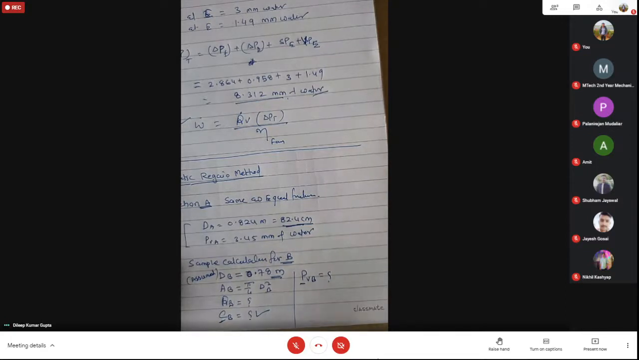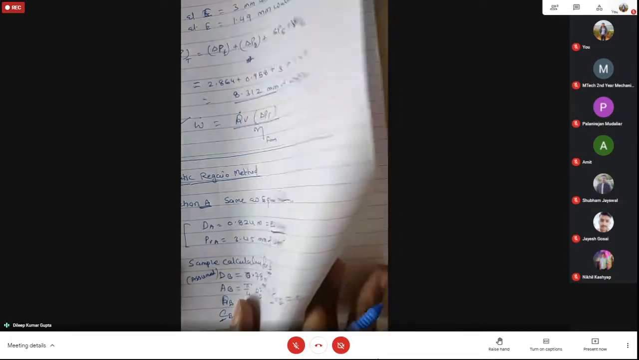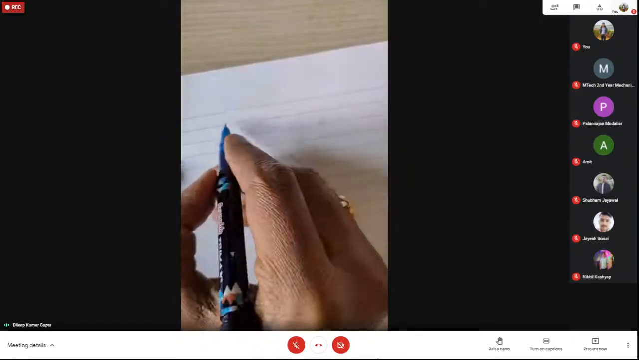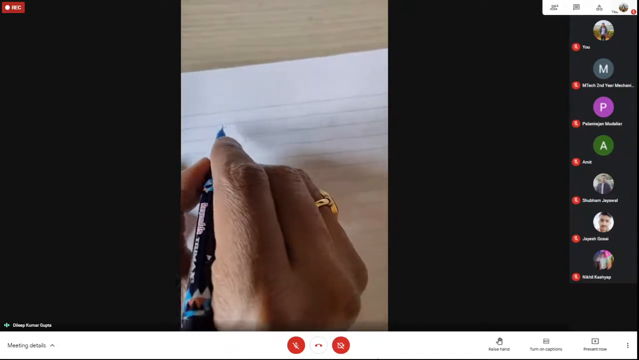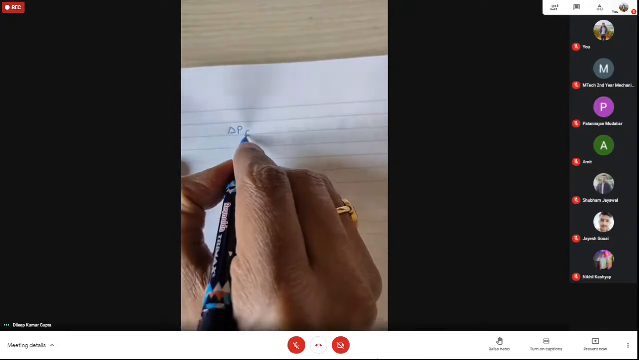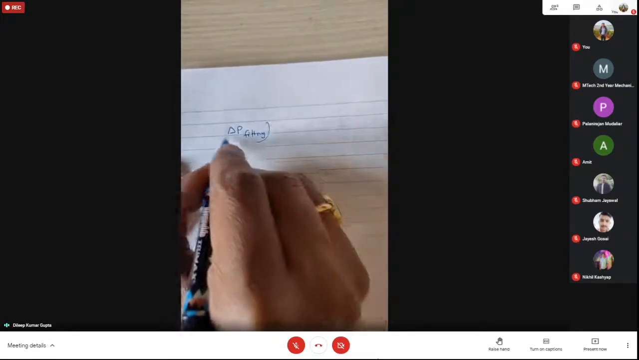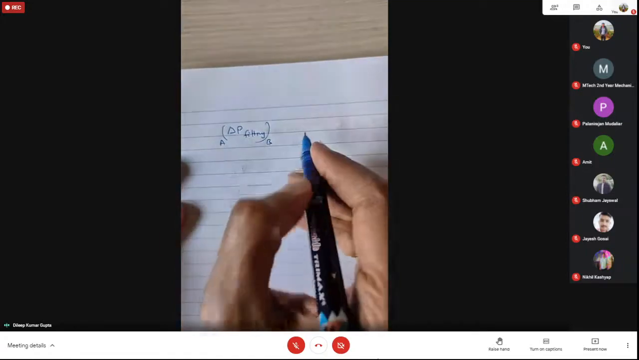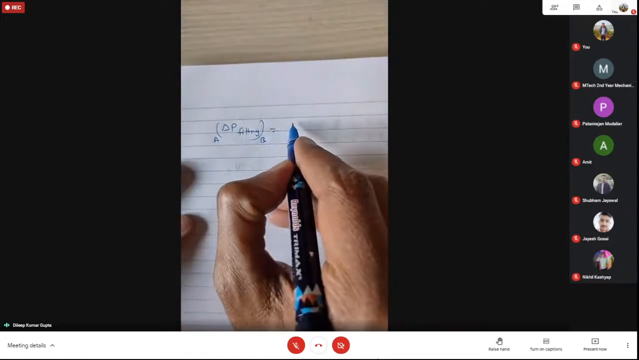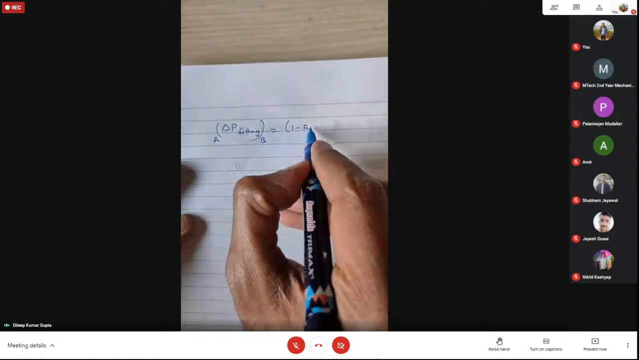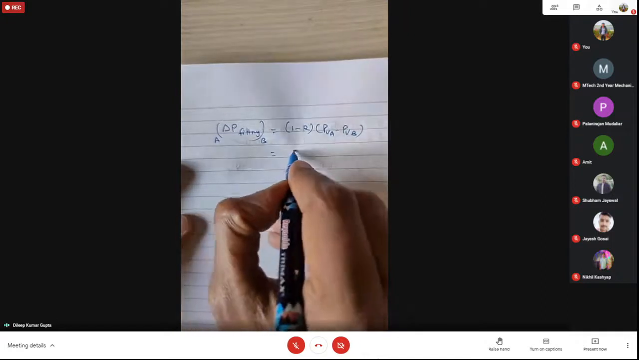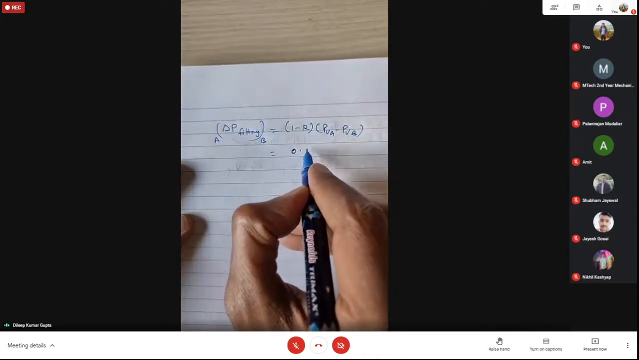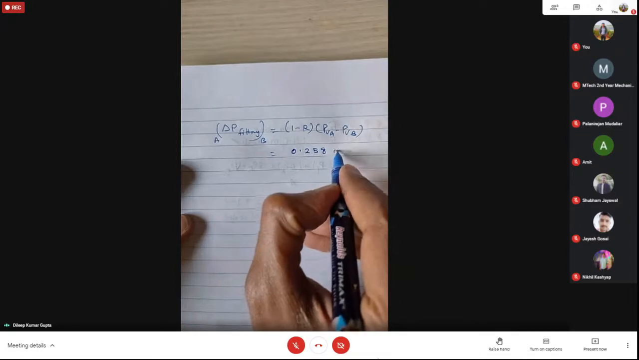Correct? Then once it is done, the fitting losses, delta P of fitting in that particular section, between A and B, will be taken similar to the previous one, that is 1 minus R times PVA minus PVB. That has to be considered, and for this calculation it is coming as 0.258 mm of water.